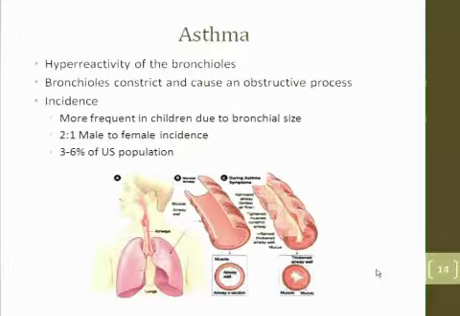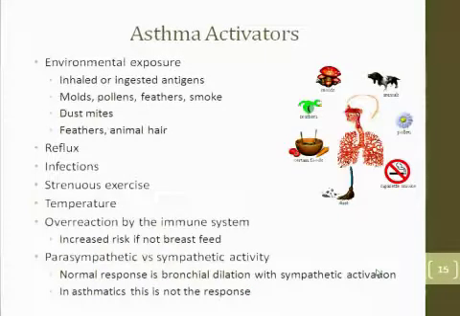Obstructive disease is asthma. We've talked about this a lot, but I'm going to go through this pretty quick. It's a hyperreactivity of the bronchioles. The bronchioles can constrict and cause an obstructive process. It's more frequently seen in children because of smaller bronchial size, and some kids will actually outgrow it around the age of 12. There's a 2-to-1 male to female incidence, and there's about 3 to 6% of the U.S. population. There's, of course, activators.